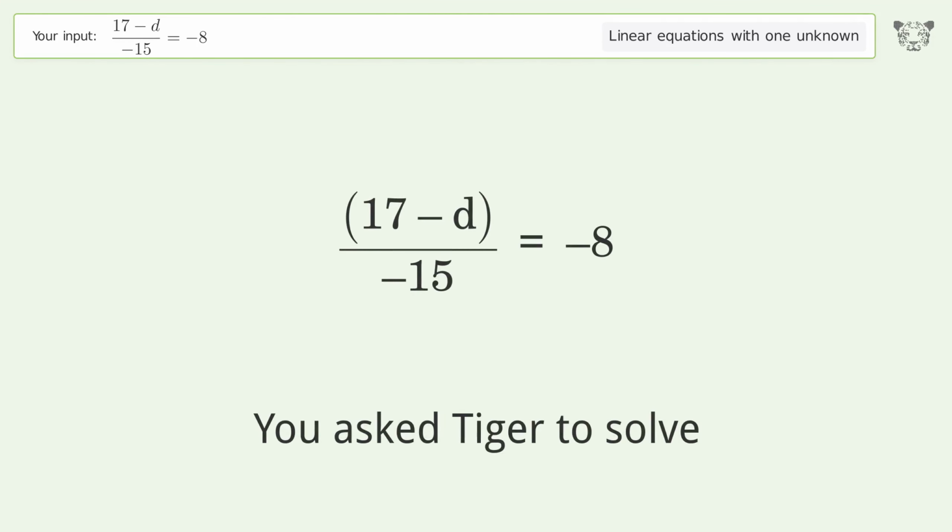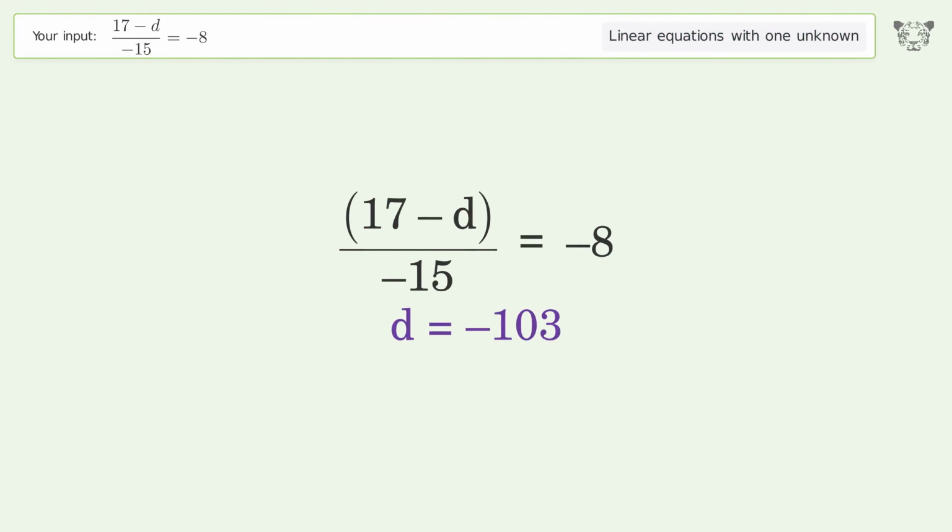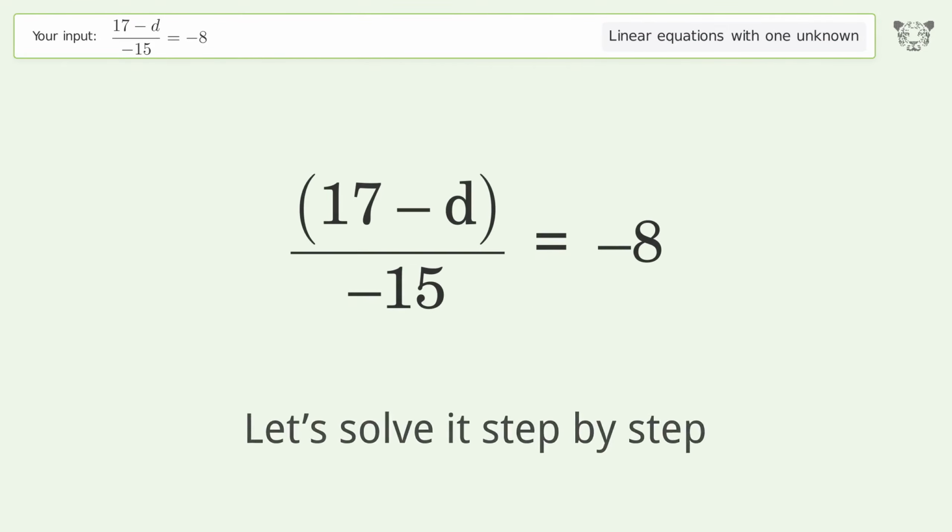You ask Tiger to solve. This deals with linear equations with one unknown. The final result is d equals -103. Let's solve it step by step.